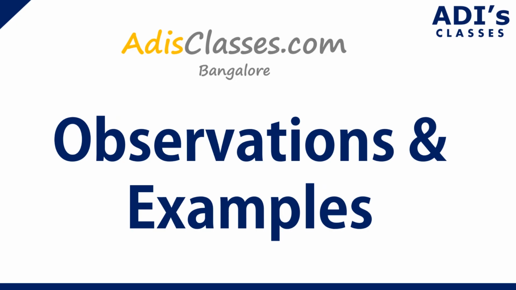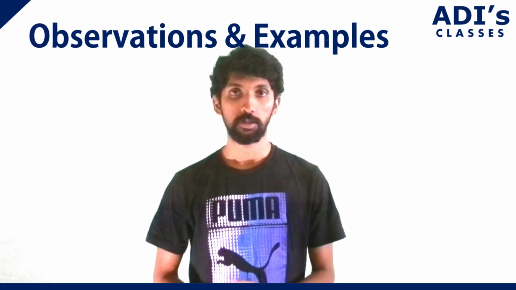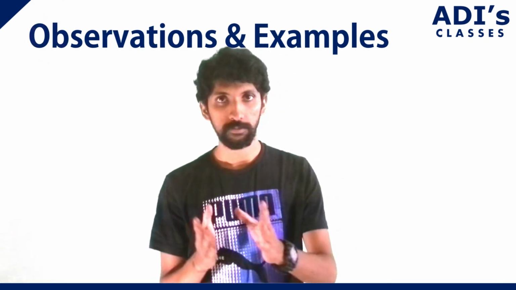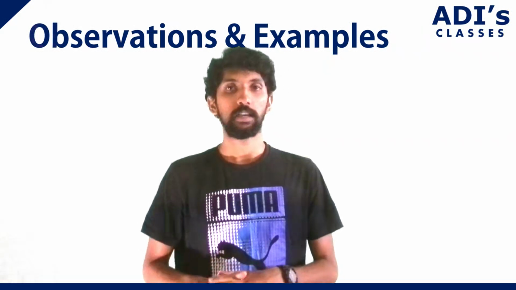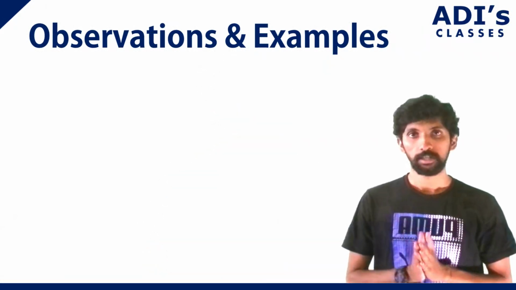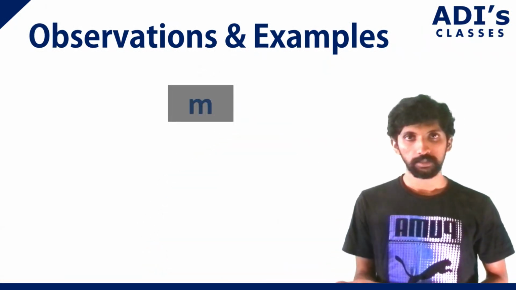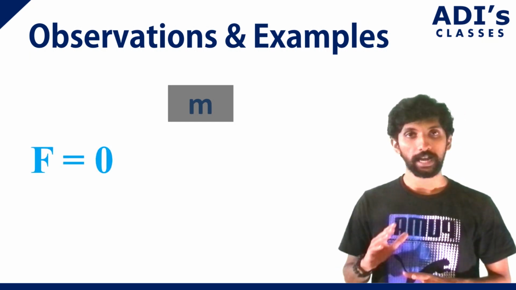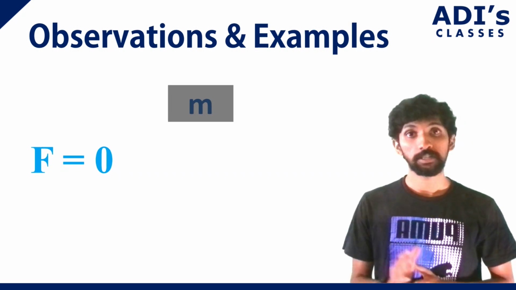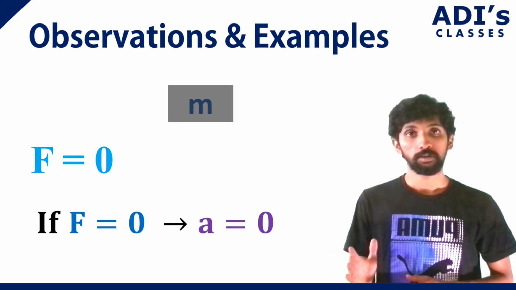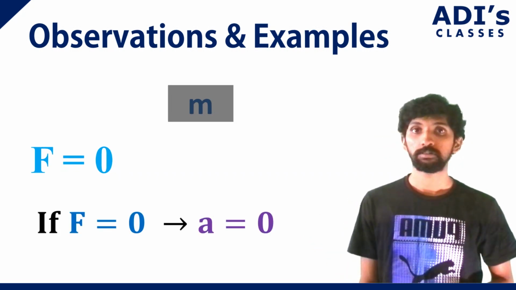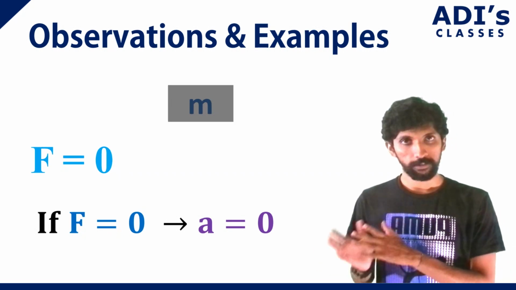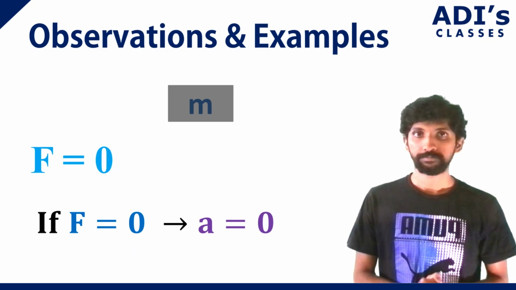Last video you learnt about Newton's second law of motion. In this video you'll see certain observations and examples of Newton's second law. First observation: suppose you have an object of mass m, and no force is acting on it. So F is 0. If F is 0, then the acceleration has to be 0, because the mass of an object is never 0. So if F is equal to 0, then a is equal to 0.